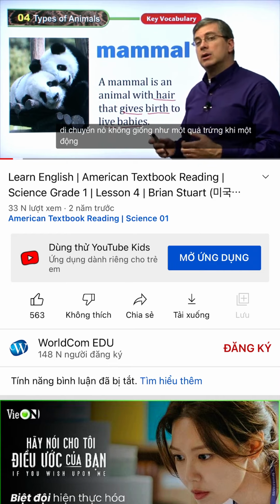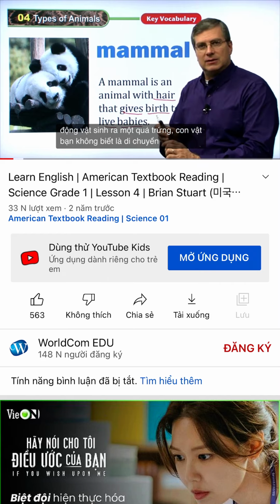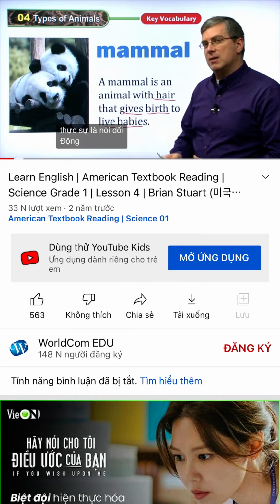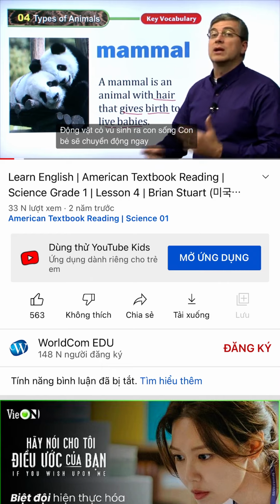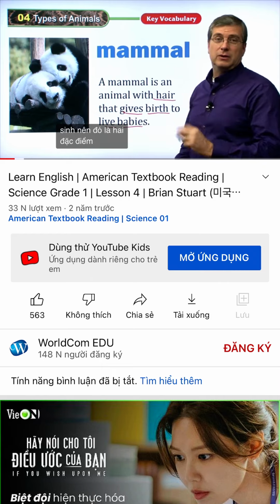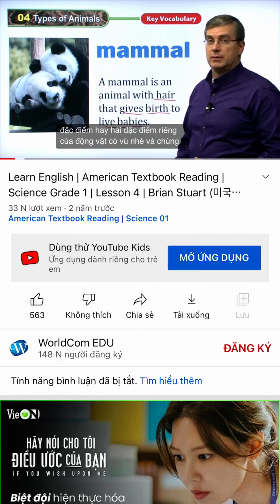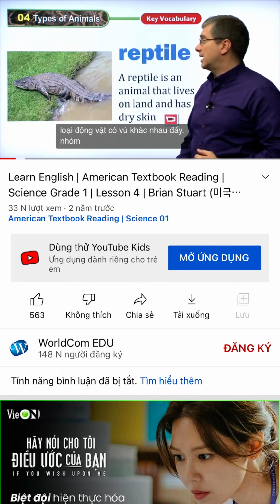When an animal gives birth to an egg, the animal isn't moving yet, right? It has to break out of the shell. So it's not really a live baby. Mammals give birth to live babies. The baby is moving right away after birth. So those are the 2 characteristics or 2 unique features of mammals. Okay? And we can see many different types of mammals.